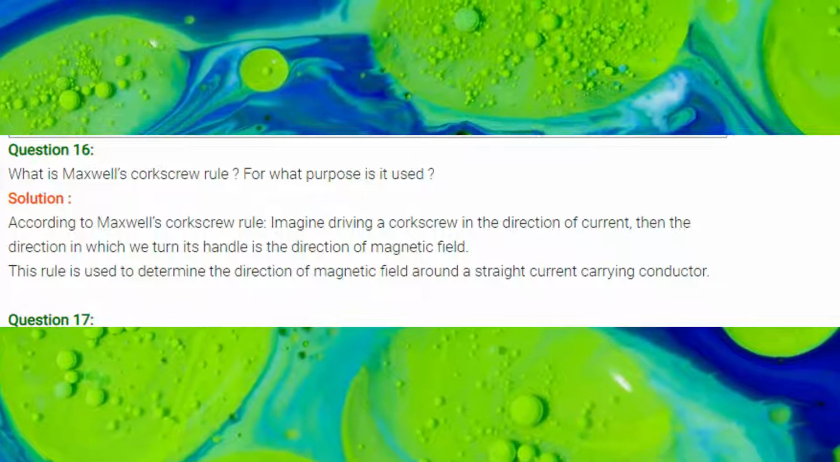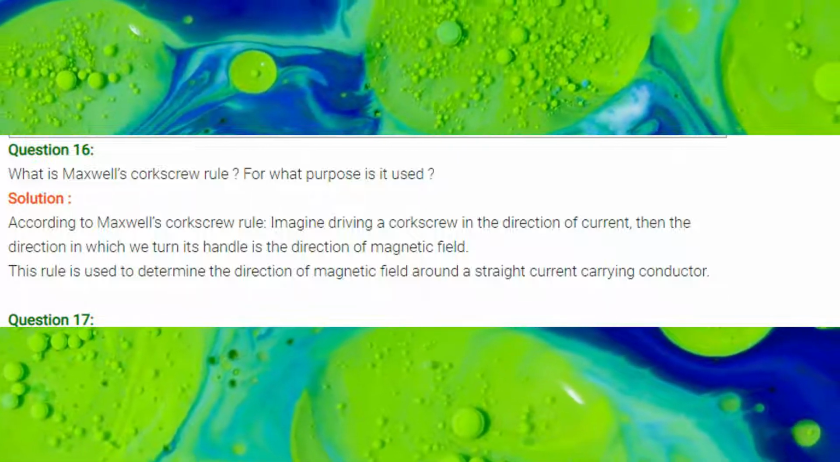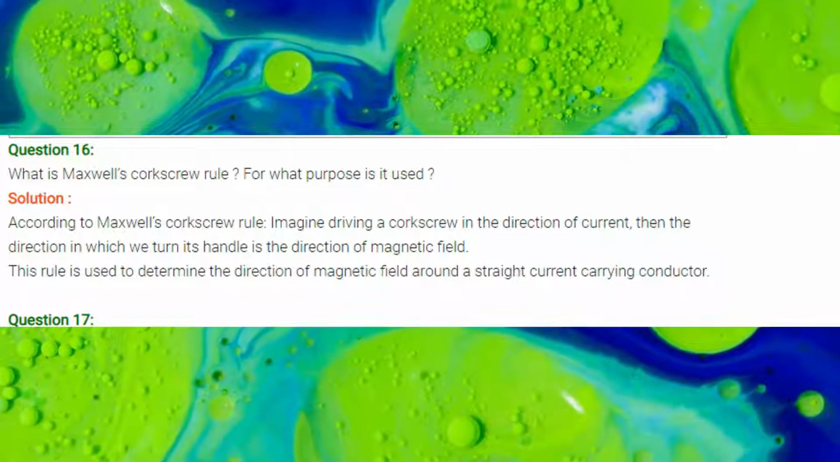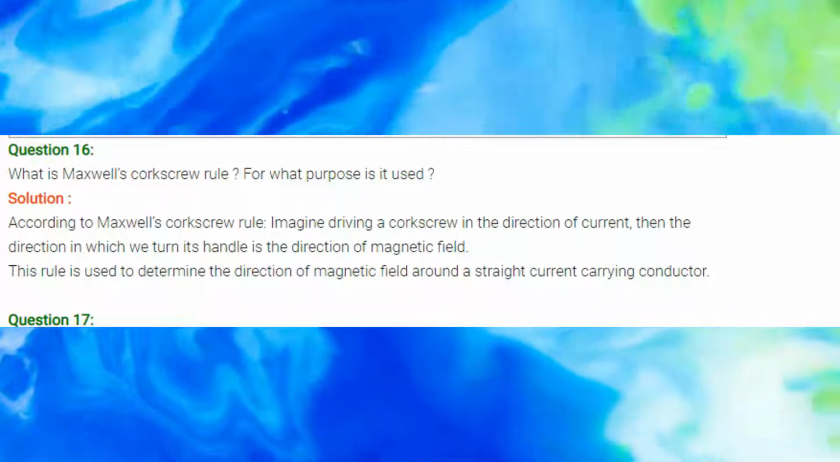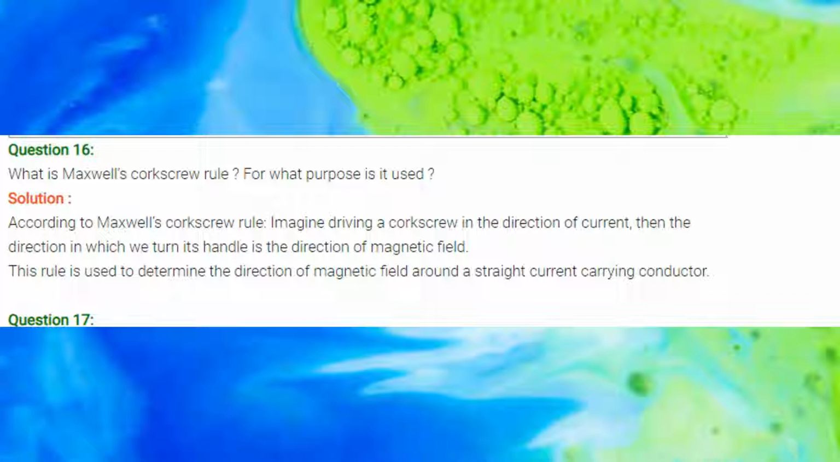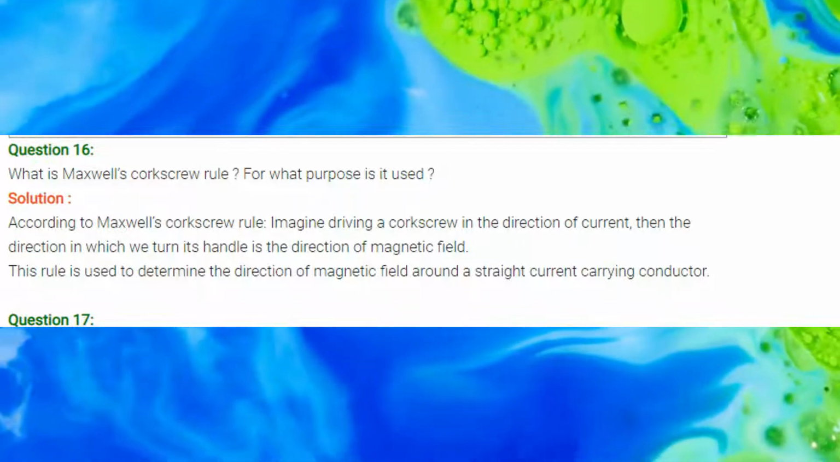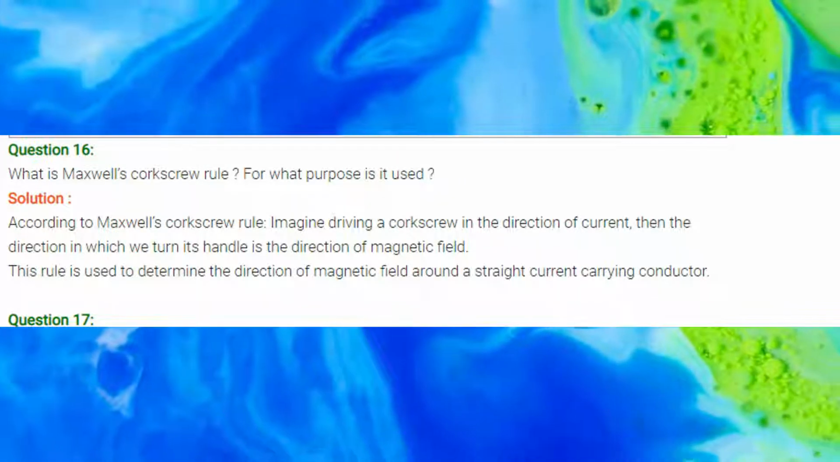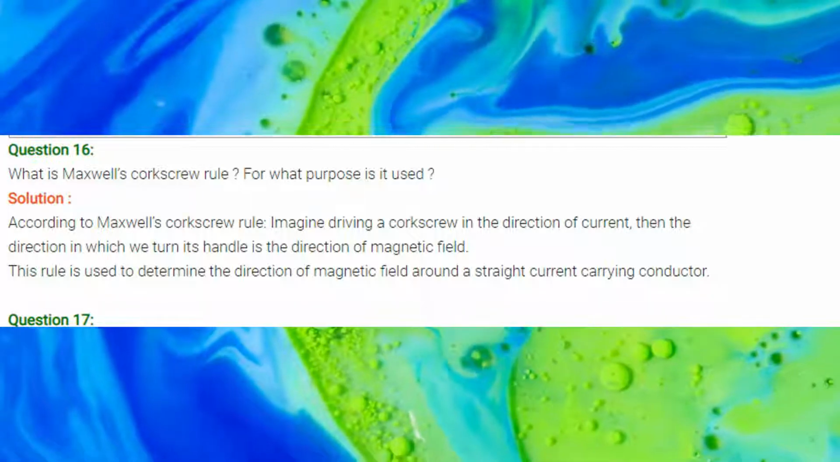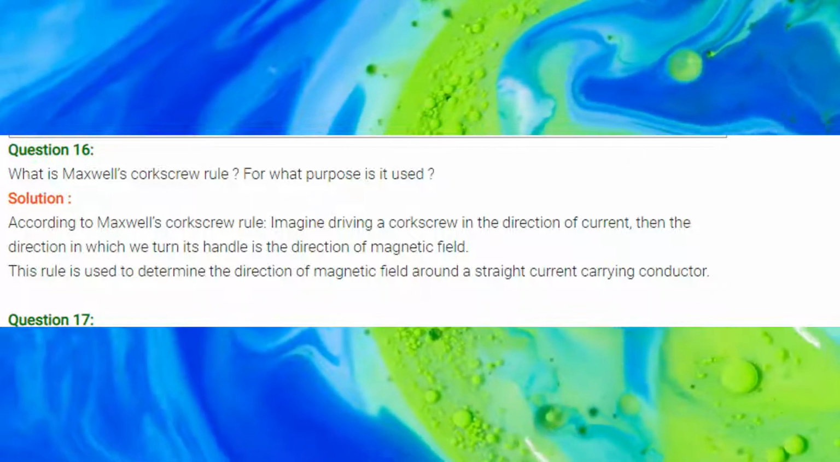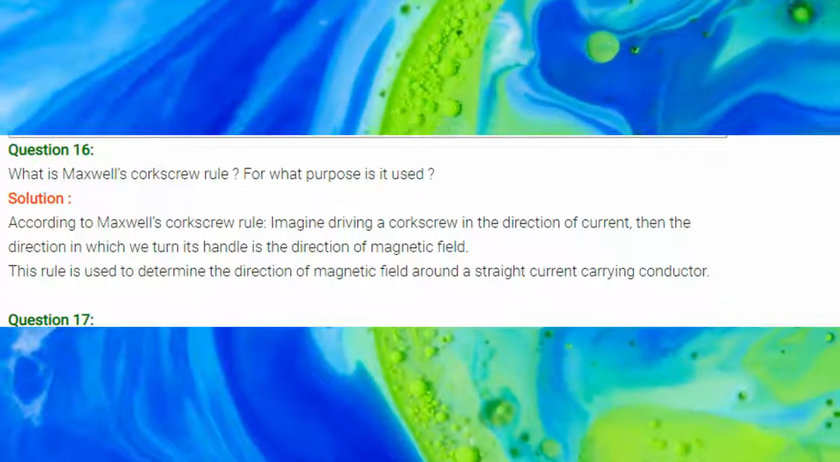What is Maxwell's corkscrew rule? For what purpose is it used? Solution: According to Maxwell's corkscrew rule, imagine driving a corkscrew in the direction of current, then the direction in which we turn its handle is the direction of the magnetic field. This rule is used to determine the direction of magnetic field around a straight current-carrying conductor.